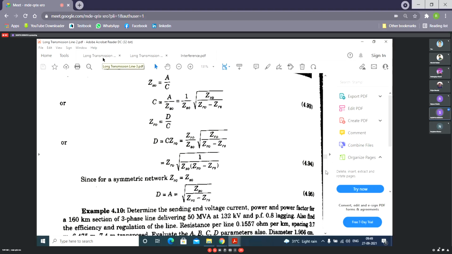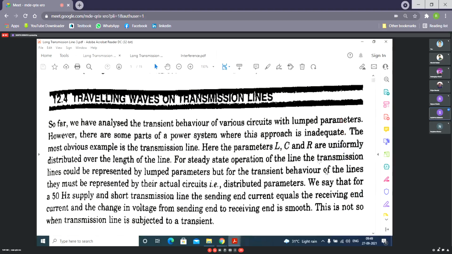Now let us discuss the rest of the portions of this long transmission line. Now you know the voltage and current waveforms, they can be considered as traveling waves.